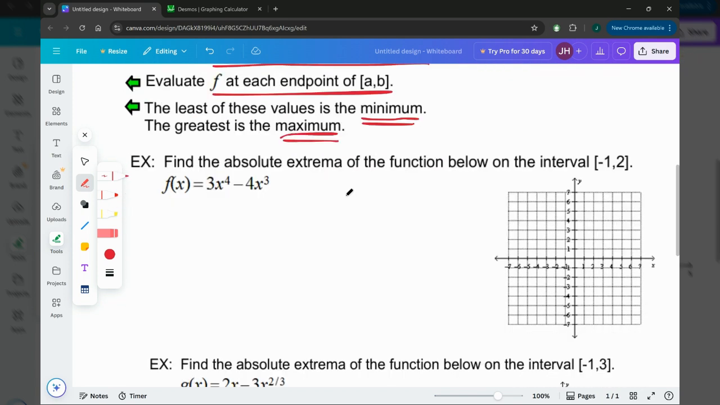Okay? We're going to take a graph here. The graph is 3x to the fourth minus 4x cubed. First thing I'm going to do is find the derivative. The derivative is 12x cubed minus 12x squared. Now the first step says find the critical numbers. Well, to do that, I have to set my derivative equal to 0. I'm going to factor out a 12x squared. I'd be left with x minus 1. Here I would get x equals 0, and here I would get x equals 1. These are your critical numbers.